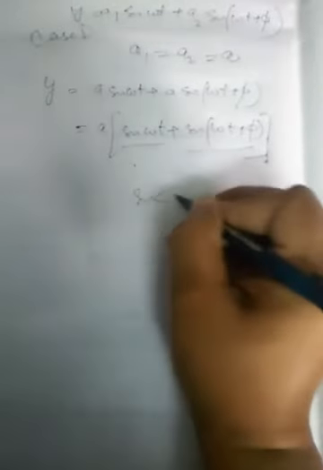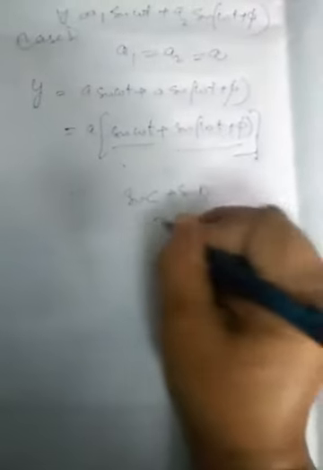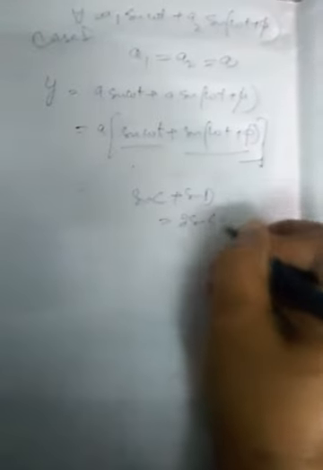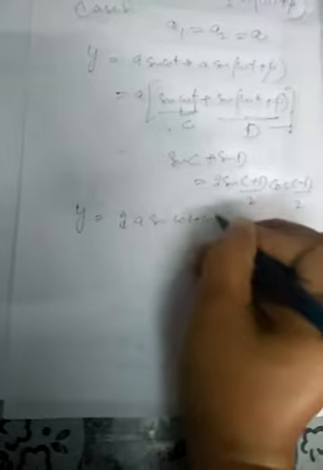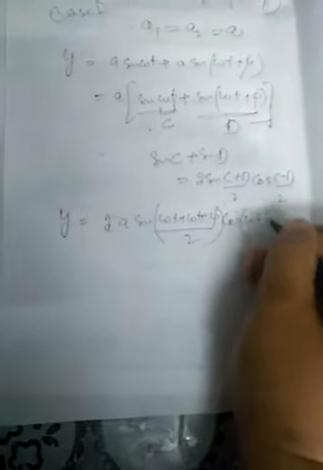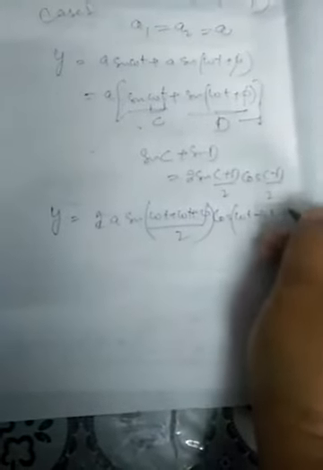Now we know the formula: sine c plus sine d is equal to 2 sine of (c plus d) by 2 into cos of (c minus d) by 2. Here omega t is called c, and omega t plus phi is called d. Now we get y is equal to 2a sine of (omega t plus omega t plus phi) divided by 2. That is the first part. Then the cos of (omega t minus omega t minus phi) divided by 2. That is the second part.